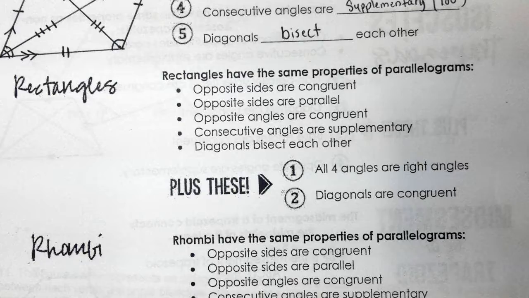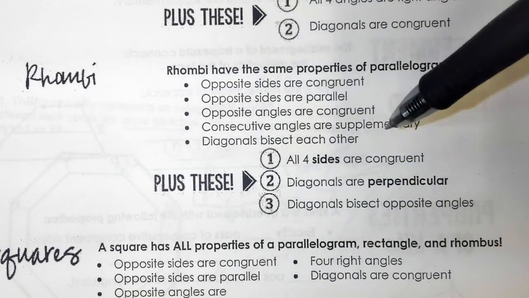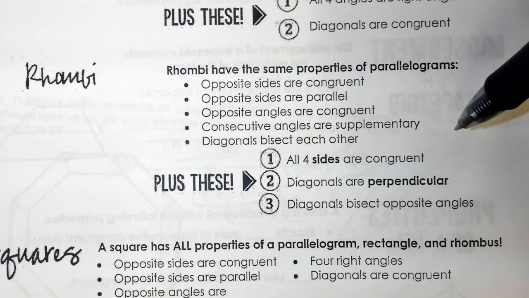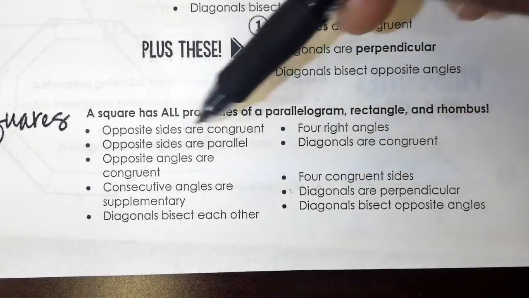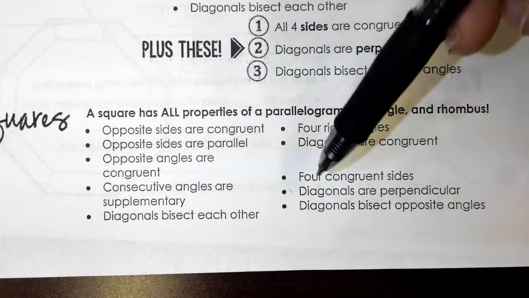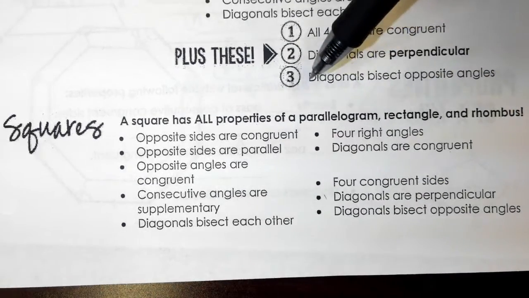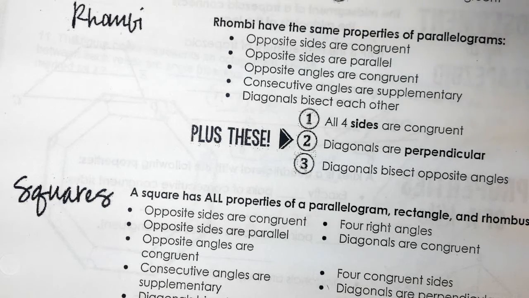And then we're not doing these 2 today, but just to talk about them, the rhombus has its own 3 additional properties that make it a rhombus too. And then the square has all the properties of the parallelogram, rectangle, and rhombus. So a square would be all of those. Honestly, we consider a square to be a rhombus, and a rectangle, and it definitely is a parallelogram. It has the properties of all of them.